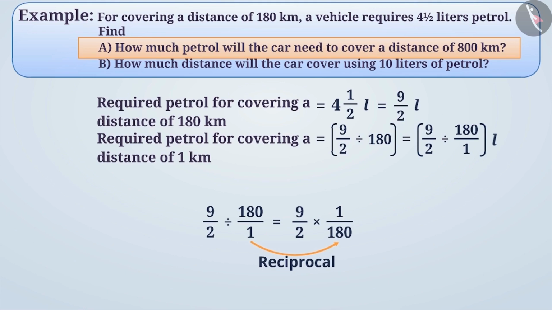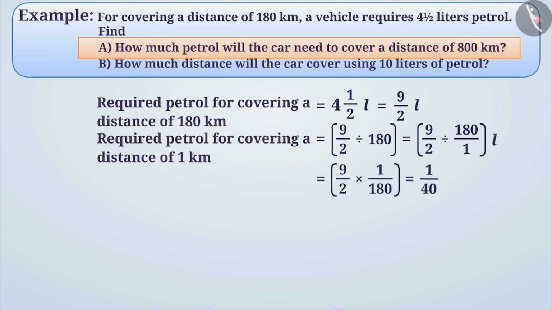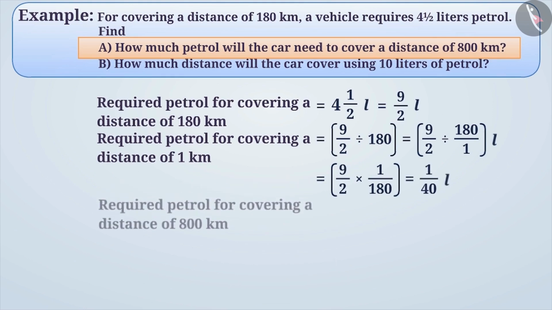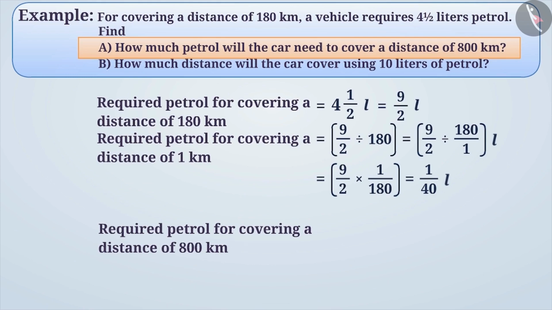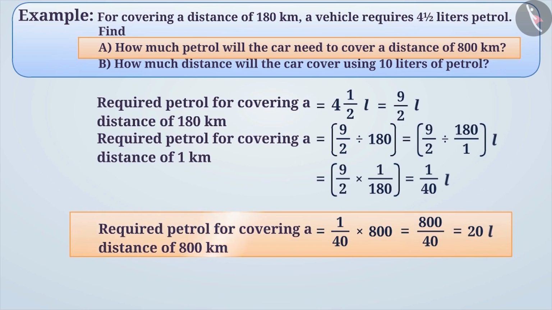Therefore, petrol required for covering a distance of 1 kilometer is equal to 9 by 2 into 1 by 180, which is equal to 1 by 40 liters. Thus, petrol required to cover a distance of 800 kilometers is equal to 1 by 40 into 800, which is equal to 800 by 40, which is equal to 20 liters. This means the vehicle must have 20 liters of petrol in it.